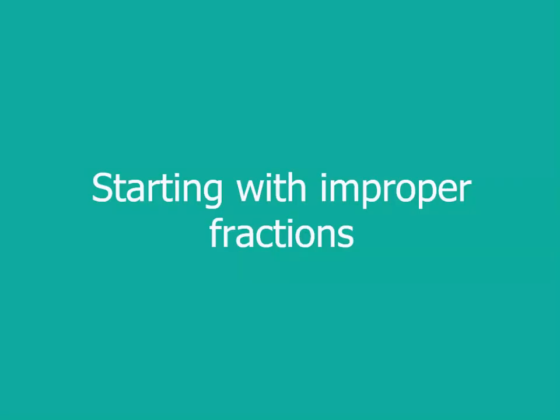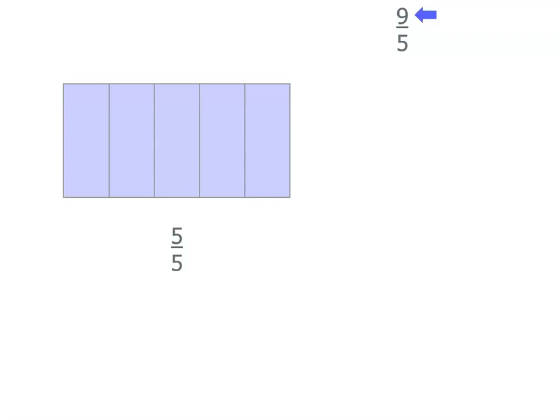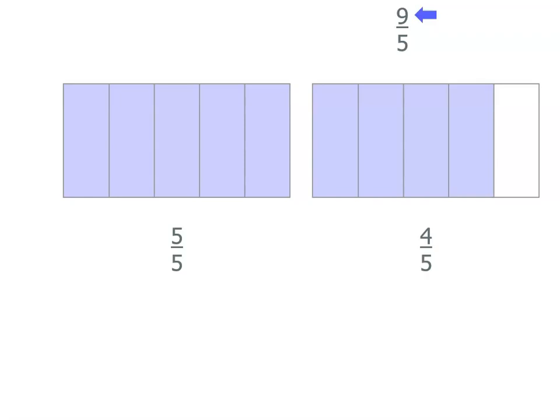Now this time we're starting with an improper fraction. How else could we write 9/5? Well, we've got fifths, so if we think about what this means, we want to see how many wholes we can make. We've got 9/5, so let's have a look. There's 5/5, but we've got 9/5, so we need 4 more fifths. So we take a whole, break it into 5 equal parts, but we only shade 4 of them. So we've got 5/5 and another 4/5. And you can see that 5/5 is the same as 1 whole. So now we can think of it as 1 4/5.